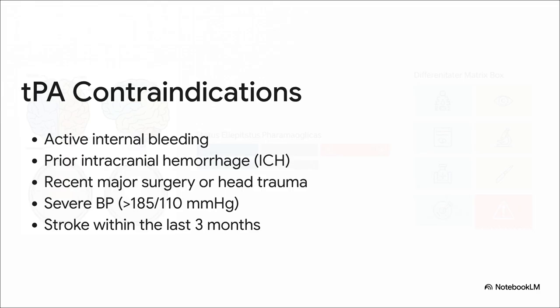Now, whatever you do, do not administer TPA if the patient has any of the absolute contraindications. We're talking active internal bleeding, a history of prior intracranial hemorrhage, recent major surgery, or a stroke within the last 3 months. And pay very close attention to this one. Severe, uncontrolled blood pressure exceeding 185 over 110 millimeters of mercury is an absolute no-go for TPA.